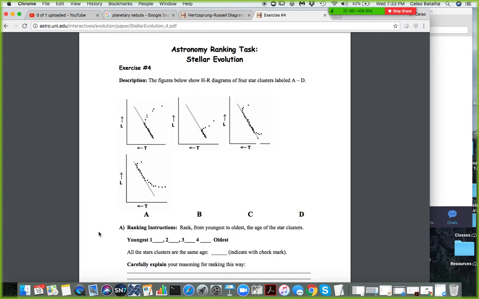What is this? The figures below show HR diagrams of 4 star clusters labeled A to D. Is this A, B, C, and D? The labels are not on the figure. Okay. Rank from the youngest to the oldest the age of the star clusters. So which one is the youngest? Which one is the oldest?